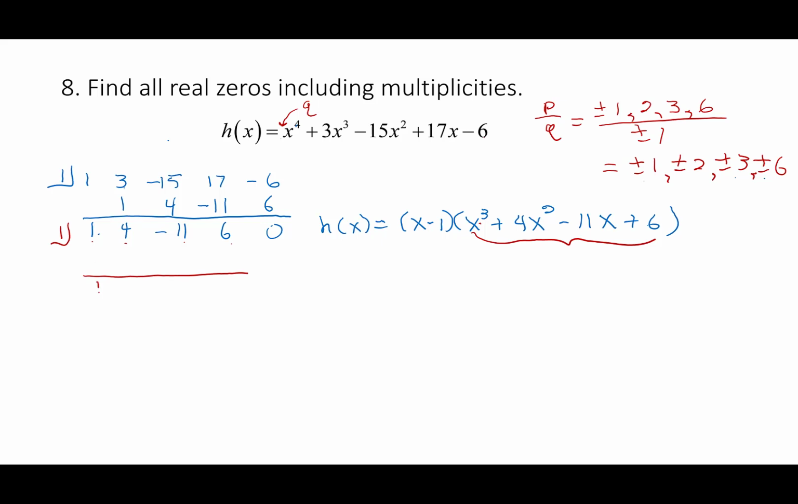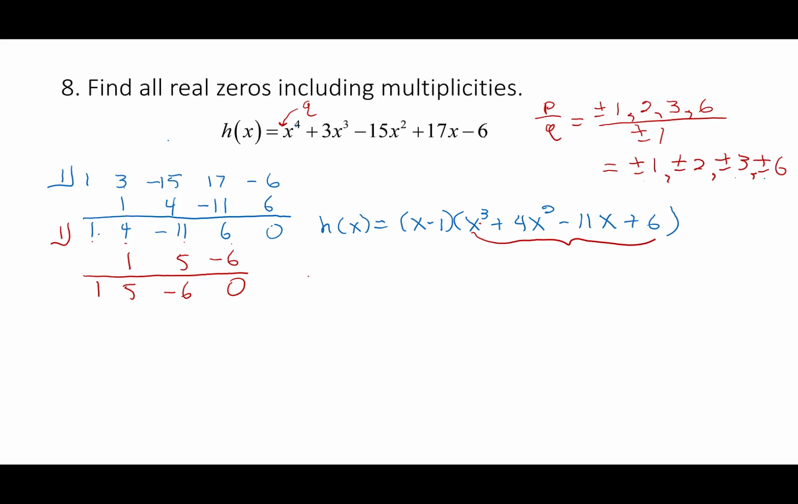So I bring down the 1. 1 times 1 is 1. 4 plus 1 is 5. 1 times 5 is 5. Negative 11 plus 5 is negative 6. 1 times negative 6 is negative 6. And we get a 0 again. Okay, if I didn't get a 0, I'd move on to trying negative 1, but we're in luck here.